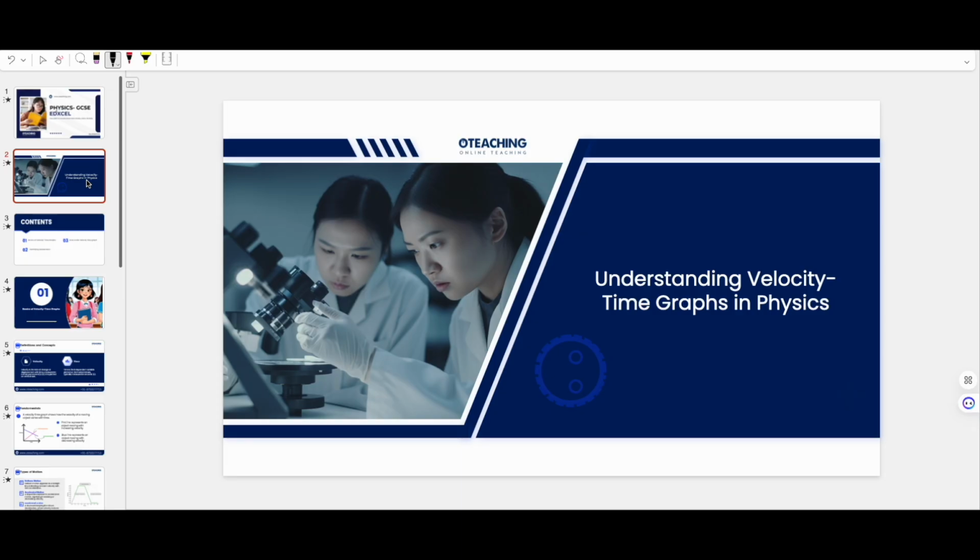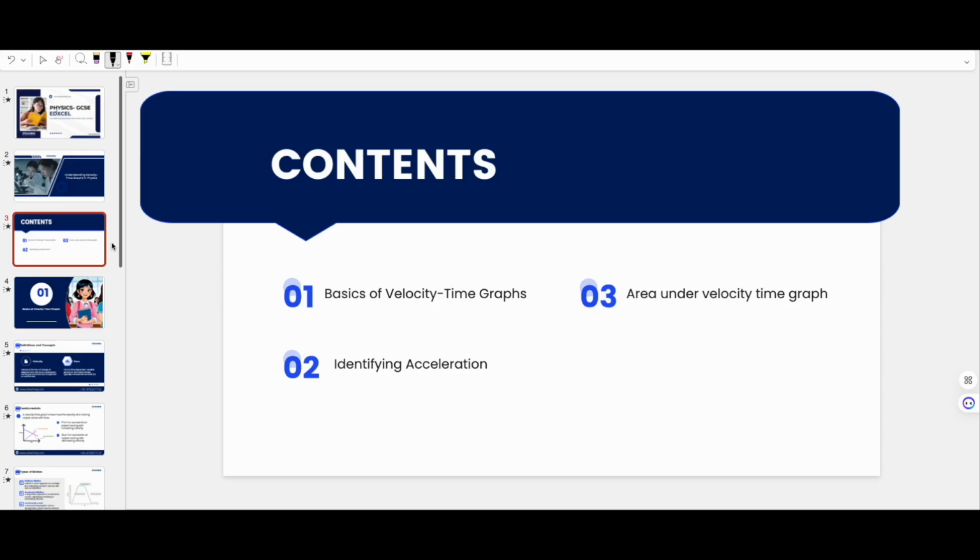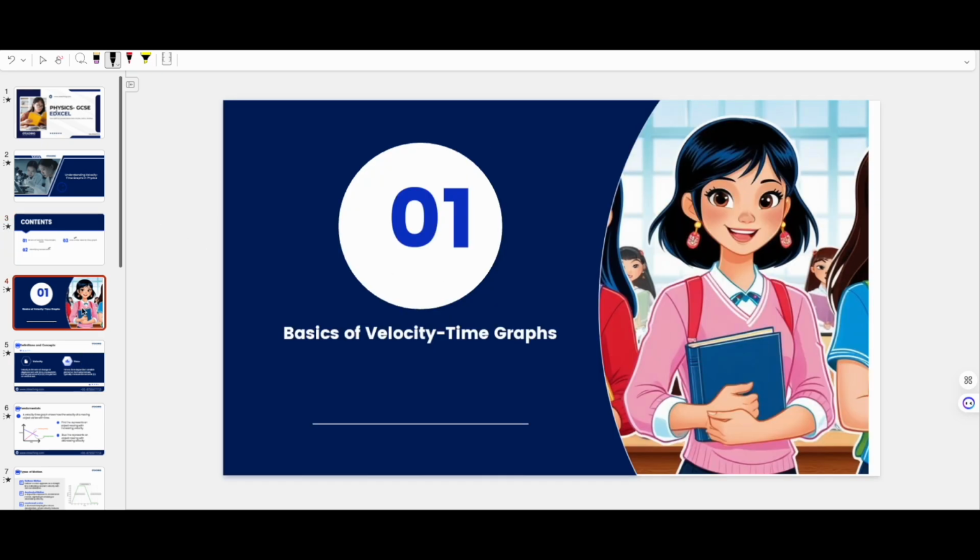graphs in physics. The last topic which we learned was the distance time graphs. I hope you have already gone through it. If you haven't, please go through it because I have discussed a number of the basics of the graphs there. Okay, so in today's class, we are going to understand the basics of velocity time graphs. What do velocity time graphs give you? Okay, so let's just start with the topic, the velocity time graphs.